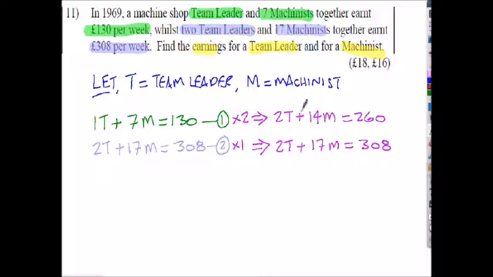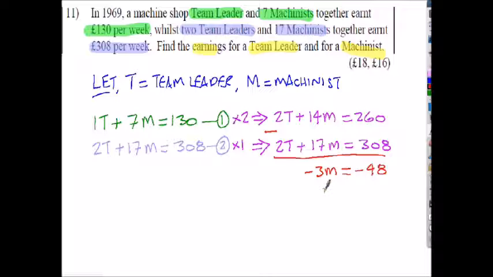Now as the coefficients of the t term are both 2, the positive 2 in this case, we will subtract the equations to eliminate the t term. So 2t subtract 2t is 0, 14m subtract 17m is negative 3m. And on the right hand side of the equation, 260 subtracting 308 is negative 48.